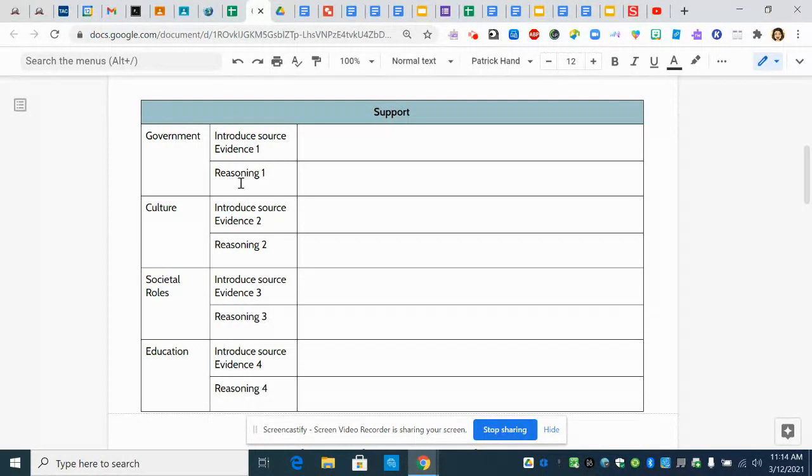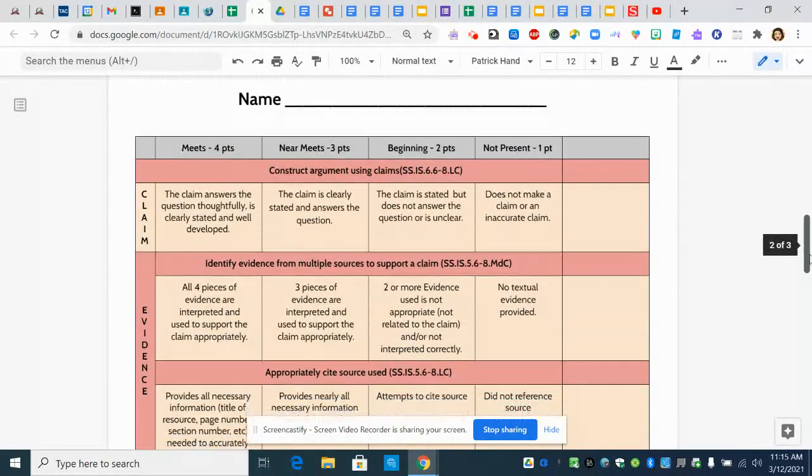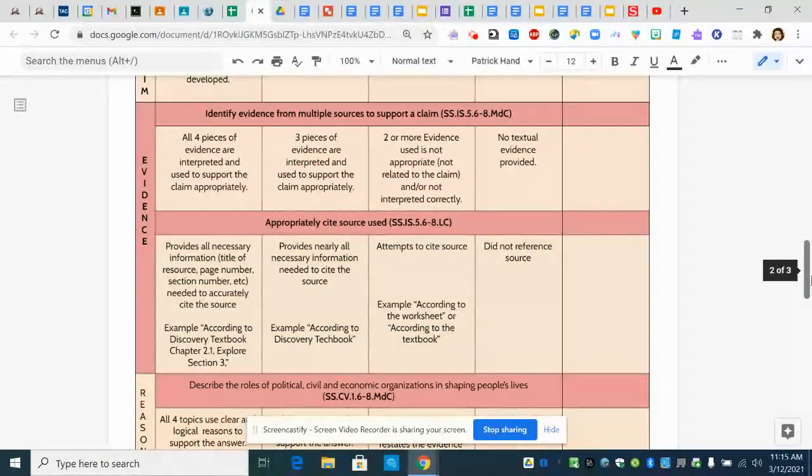So as you know, we are asking you to find 4 examples of evidence to support your claim in the areas of government, culture, societal roles, education. So again, I'm going to ask that you first take a look at the rubric and find what the rubric states, how you will be graded on identifying evidence from multiple sources to support a claim.